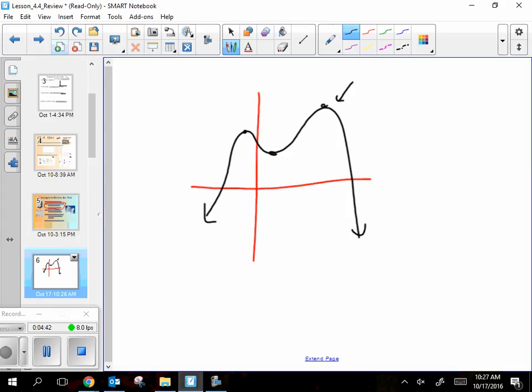All right, this spot, local minimum right there. Let's say it's at 2, 5.